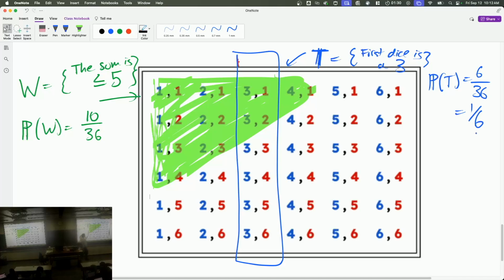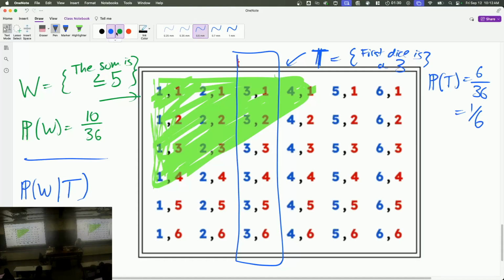The question we need to answer is what is the probability of W given T? What's the probability of winning given that you rolled a 3? That's what we want. There are 2 different ways you can do this. There's the conceptual way. The conceptual way would be to say, okay, where do we win? Well, it has to be either a 3-1 or a 3-2.